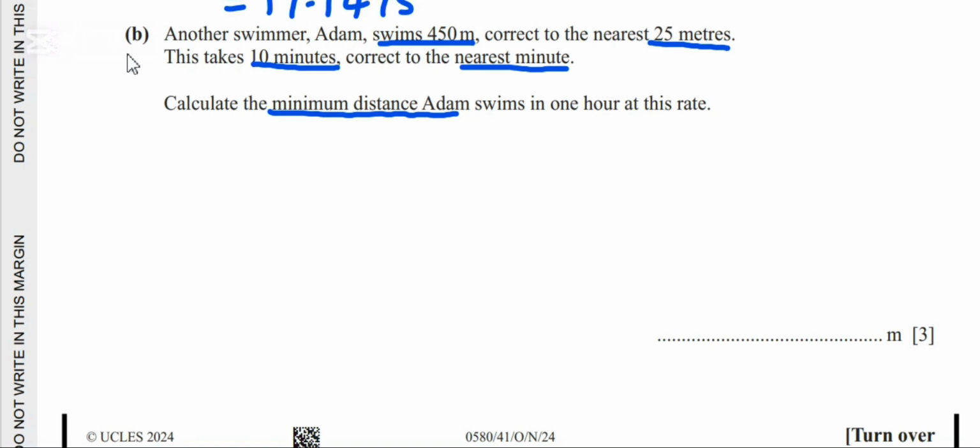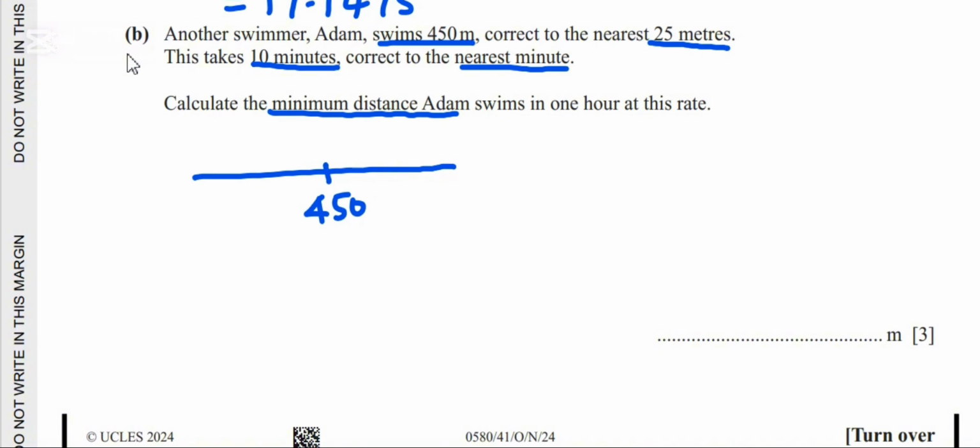All right, so since they want us to calculate the minimum distance, and this distance that he swims has been given to the nearest 25 meters, it means they want us to find the upper bound. Okay, so we're going to first draw the number line like this, and then in the middle put the number of lengths that he has swum. So the number of lengths is 450, and they are saying correct to the nearest 25 meters.